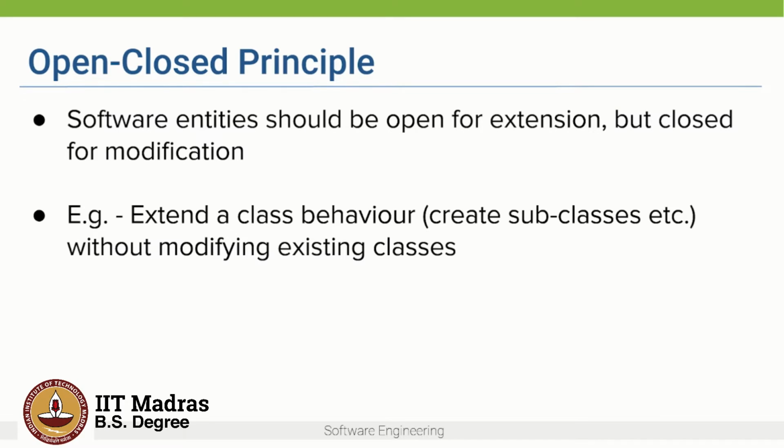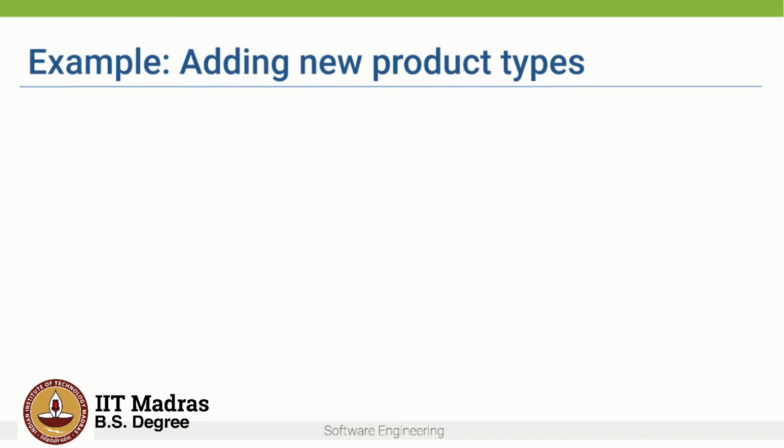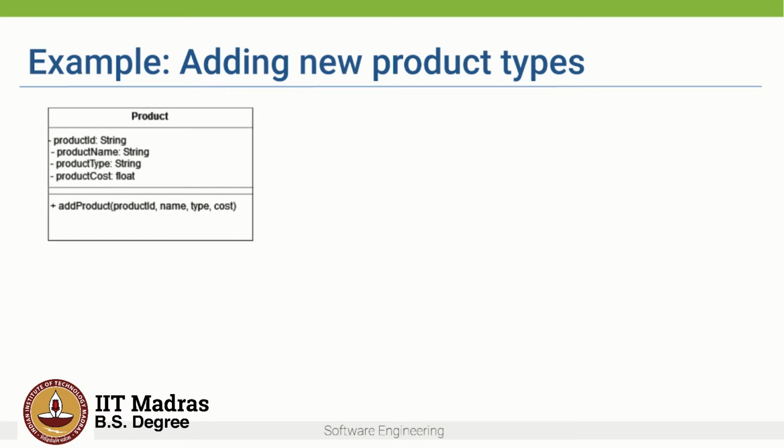So let's take an example. Let's say we have a product class which has product attributes like the ID, name, type, and cost. And now let's say I want to add a new product type, for example, clothing.